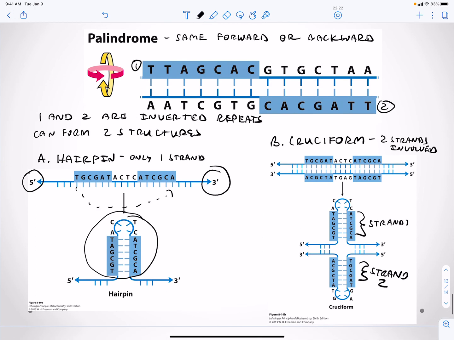Now, these are going to be used in a lot of bacteria or smaller genomes to control gene transcription. Eukaryotes have a lot of different ways to control transcription, but if these are present, then it makes it so that, for example, your DNA polymerase or your RNA polymerase cannot continue, because it doesn't know how to deal with these hairpins or cross-shaped structures.